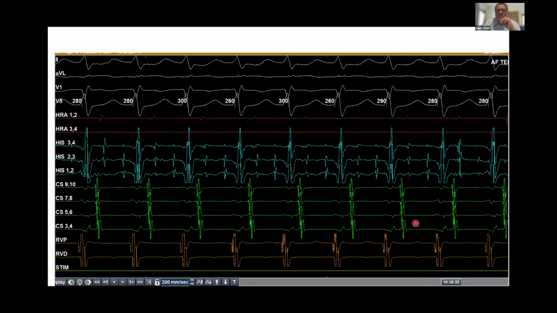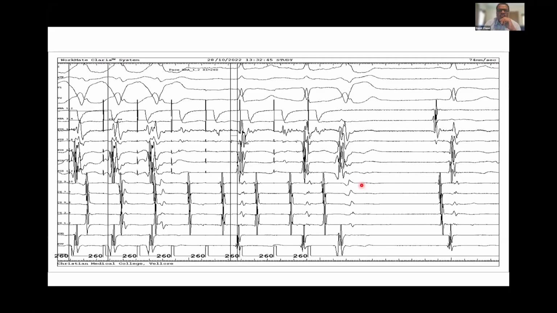Sure. So this is a situation where we have a tachycardia happening with atrial pre-excitation happening close to the CS os. His channel activation is late. So this is the opposite of what we showed earlier.